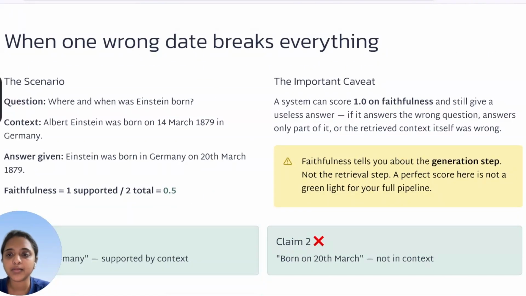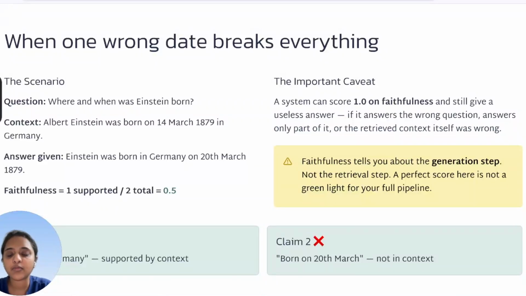Let's look at an example and see how it works. Say the user has a query: where and when was Einstein born? From the retrieval, we have a context that says Albert Einstein was born on 14th of March 1879 in Germany. The answer that the model actually gave is Einstein was born in Germany on 28th March 1879. So here there are two claims.